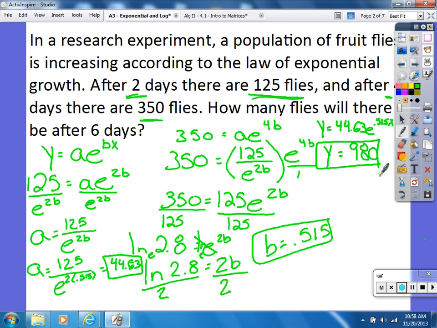Plug in the 6. We plugged in the 6 because we're looking for after 6 days. But think about it. When you see a fly and then all of a sudden they just start multiplying, don't they? They multiply very quickly. Any questions? Did it help you go back and do that a second time, like talking through it? A little bit better? Okay.